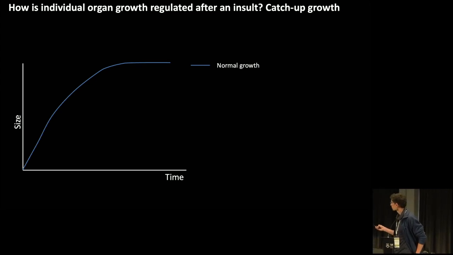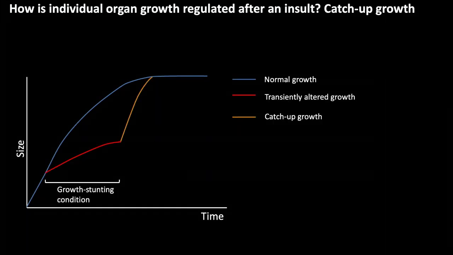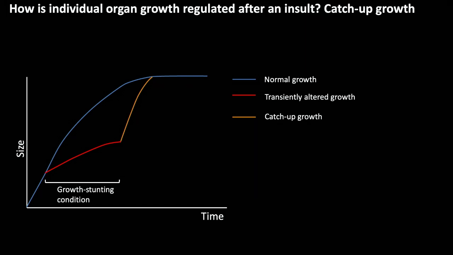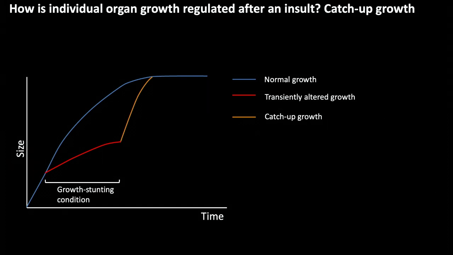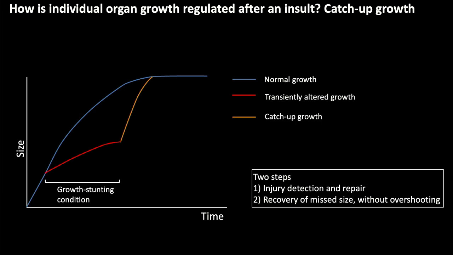So this is a normal growth trajectory of size over time for a given organ. Sometimes there can be a perturbation that deviates from that trajectory, and then in many cases, either partially or totally, there is a recovery of that trajectory. That's called catch-up growth. So the questions are, how is that injury, how is that defect detected, and how does that trigger the recovery? But second, and equally important, is once the system is in overdrive, why does it stop? Why does it recover just the missed size without overshooting?